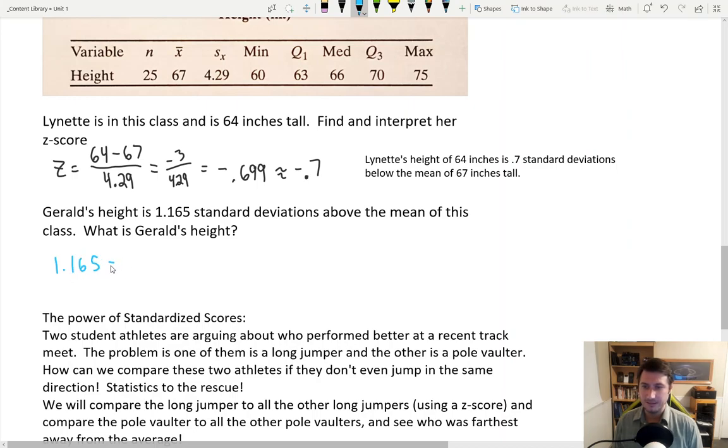1.165 is equal to the value. I don't know the value, so I'm going to put an x, minus the mean, which is 67, divided by 4.29. So I just got to do this algebra now. Hopefully that's not too bad. Multiply both sides by 4.29. That goes away. We're left with x minus 67 is equal to 4.29 times 1.165. 4.997.